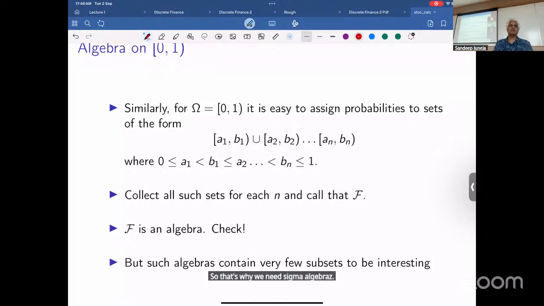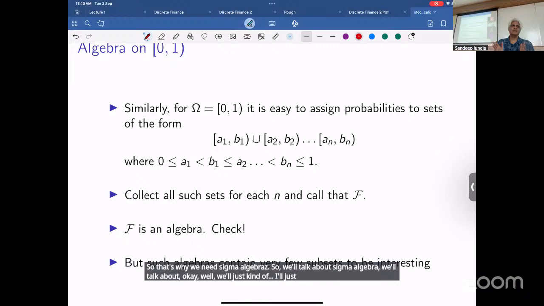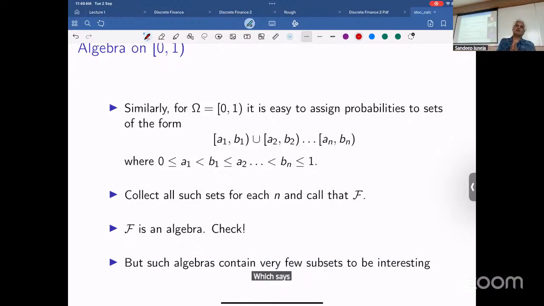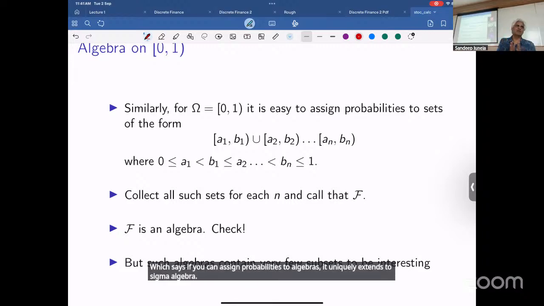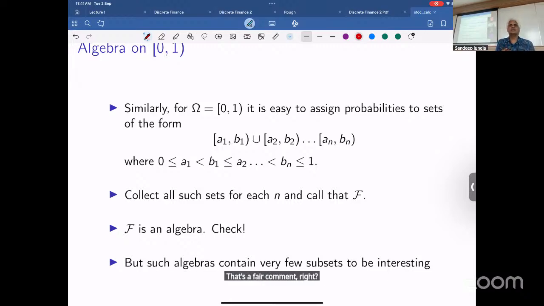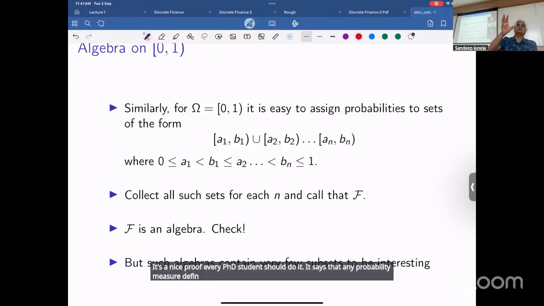So we'll talk about sigma algebras. I'll just state a big theorem to you, which says that if you can assign probabilities to algebras, it uniquely extends to the sigma algebra. I won't prove that theorem. That theorem takes about 4 hours to prove. That's a fair comment, right? Caratheodory's extension theorem. It's a nice proof. Every PhD student should do it. What does this say? It says that any probability measure defined on an algebra uniquely extends to the sigma algebra.